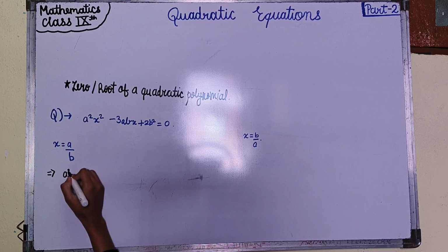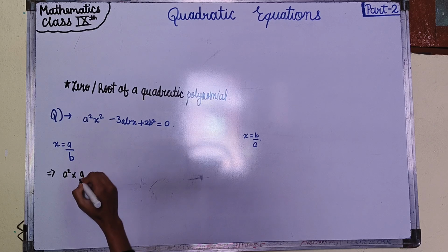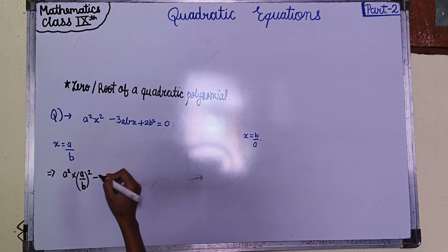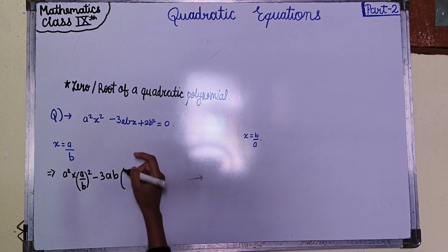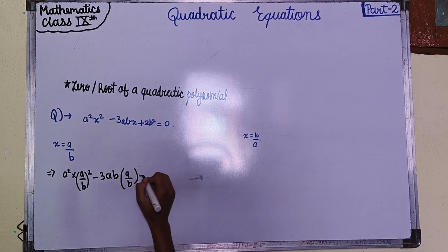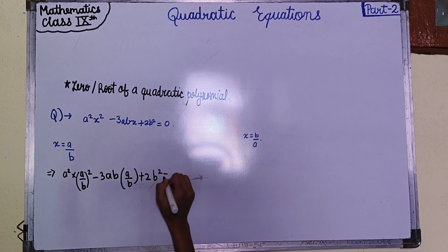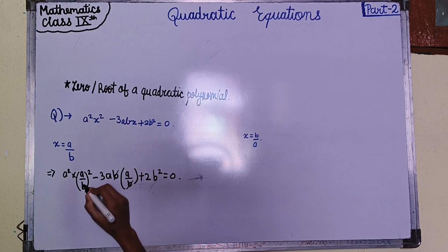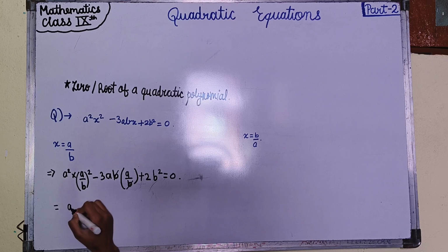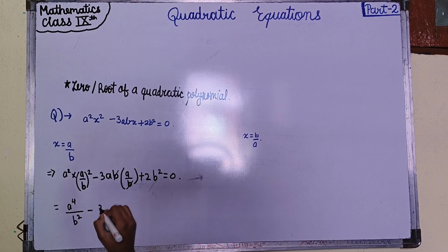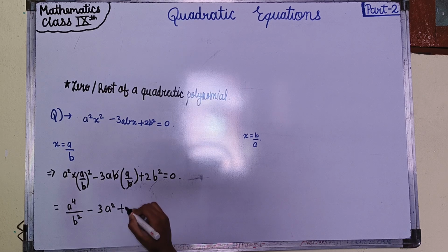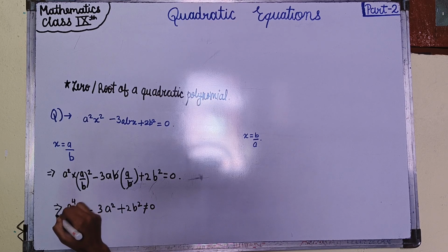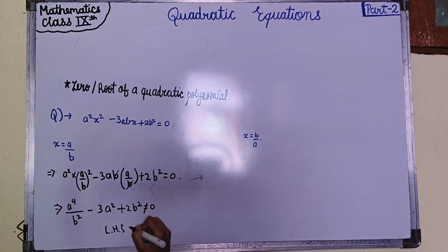So we'll substitute: a square into x square means a upon b whole square, minus 3ab into x means a upon b, plus 2b square is equal to 0. b will get cancelled, we will remain with a raised to 4 upon b square minus 3a square plus 2b square equal to 0. Means this is not equal to 0, that means LHS is not equal to RHS.